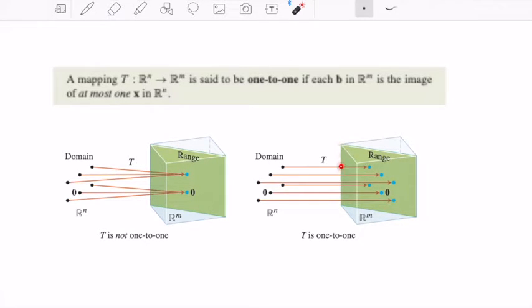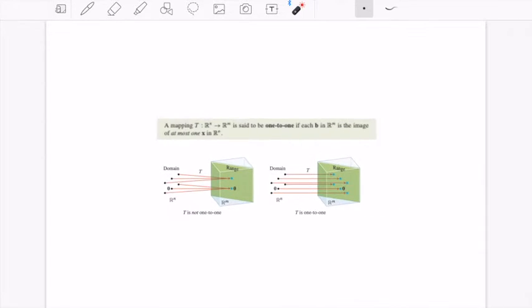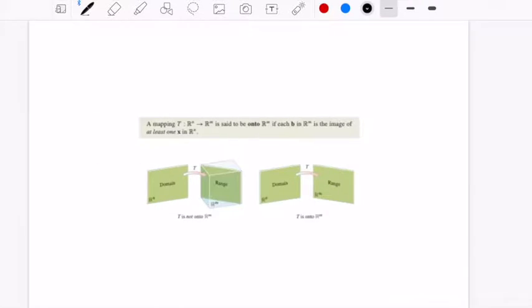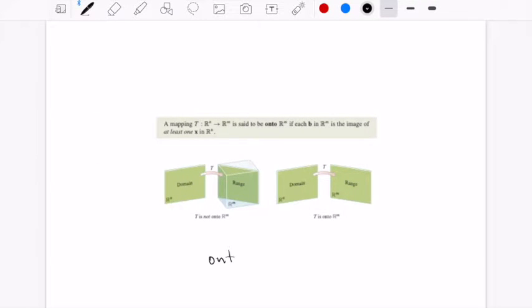And if every point in the range has at most one source coming from the domain, then this is one-to-one. One-to-one is sometimes called injection, and onto is called surjection. This is different terminology, and it may be mentioned in our homework.